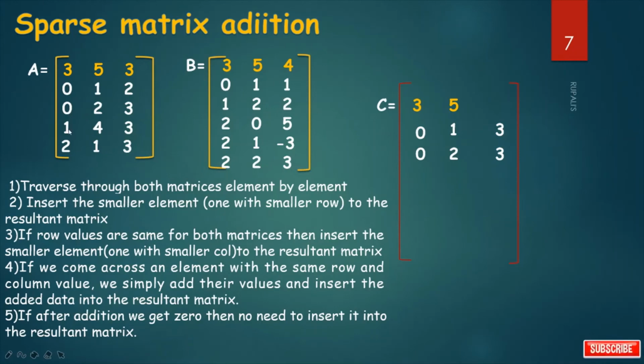Now next, it is 1, 4, 3 and 1, 2, 2. If row values are same, see here, row values are same for both matrices, then insert the smaller element, the one with smaller column. So which one has smaller column? It is 1, 2, 2. So insert that element. So it is 1, 2, 2. Now compare 1, 4, 3 with 2, 0, 5. Smaller row. So I have to insert 1, 4, 3.